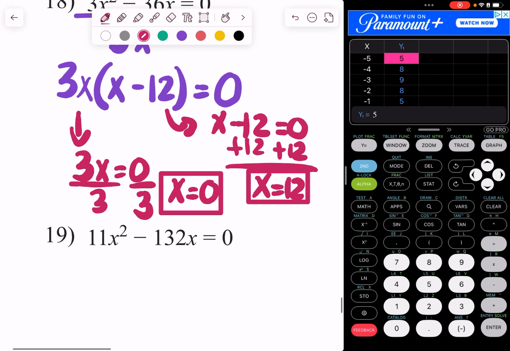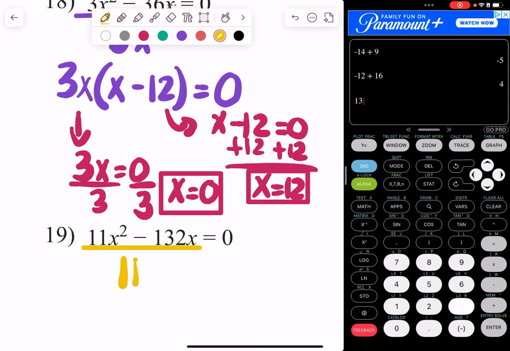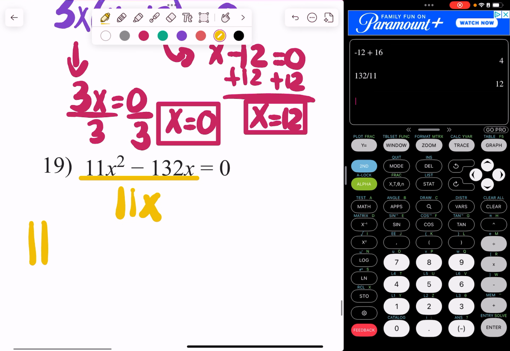Let's look at 19. We are going to continue by solving by factoring. First, look if there's a number we can divide out. There is 11. Let me just double check. 132 divided by 11 is great. They both have an x, so I'm going to put an x. So my GCF is 11x. 11 divided by 11 is 1. We don't need to write that. X squared divided by x is just x.